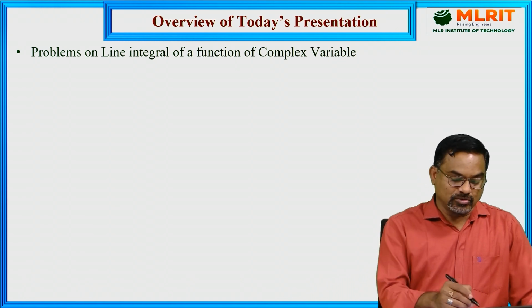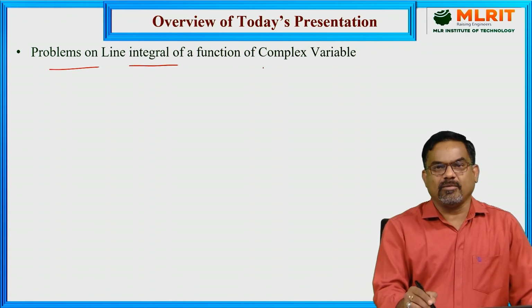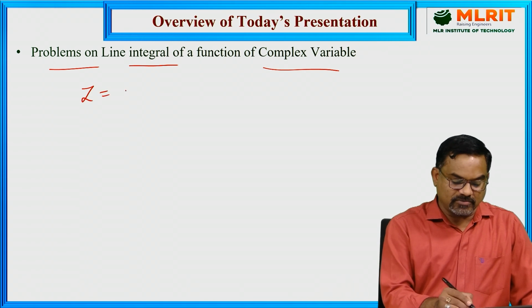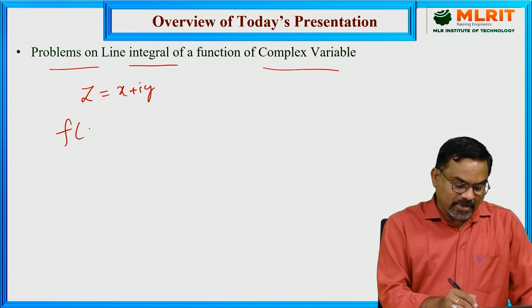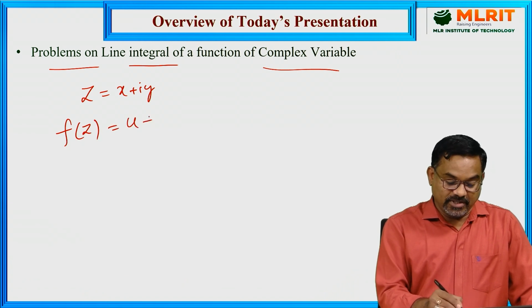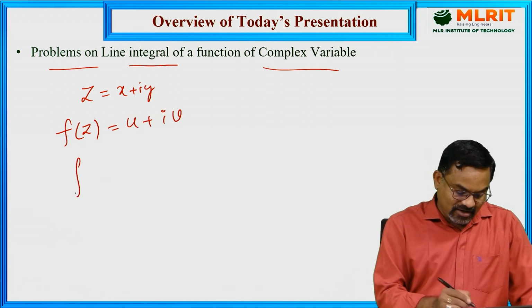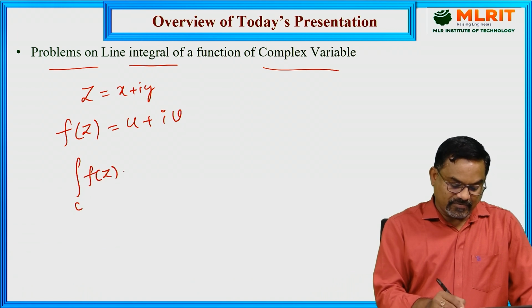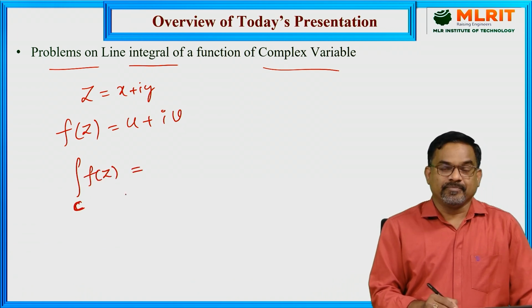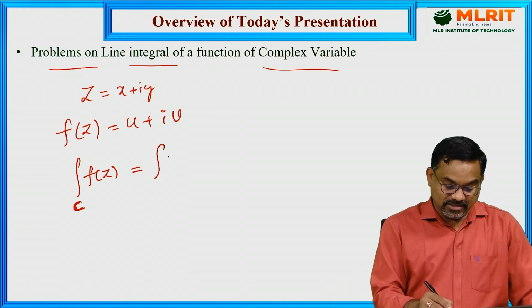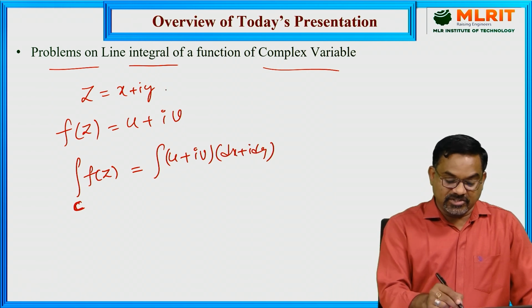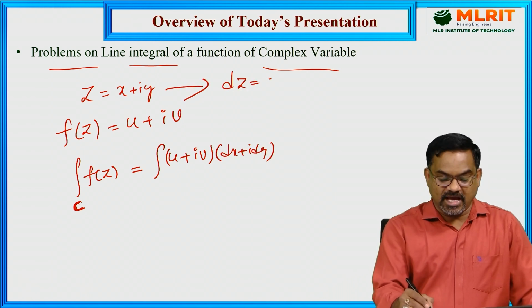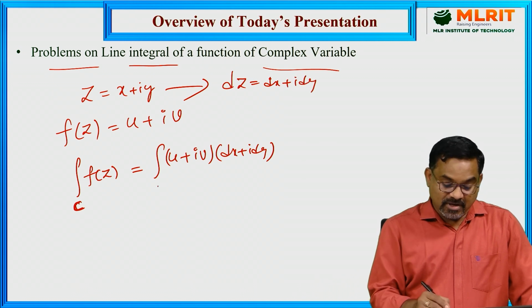So today I am going to solve some problems on line integral of a complex variable. We know that the complex variable z is in the form of x plus iy, and the complex function of complex variable will be in the form of u plus iv. So evaluating the line integral of a function of complex variable along a curve C is simply evaluating u plus iv multiplied by dx plus i dy. Since z is x plus iy, we can find dz as dx plus i dy along the curve C.